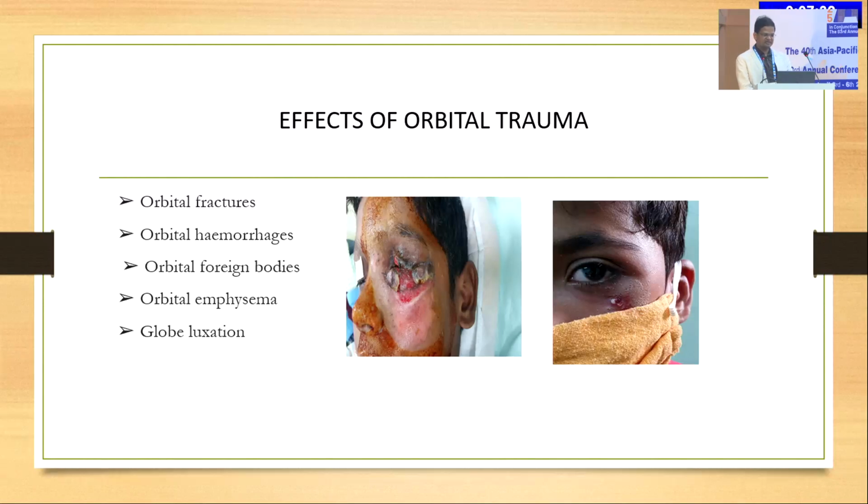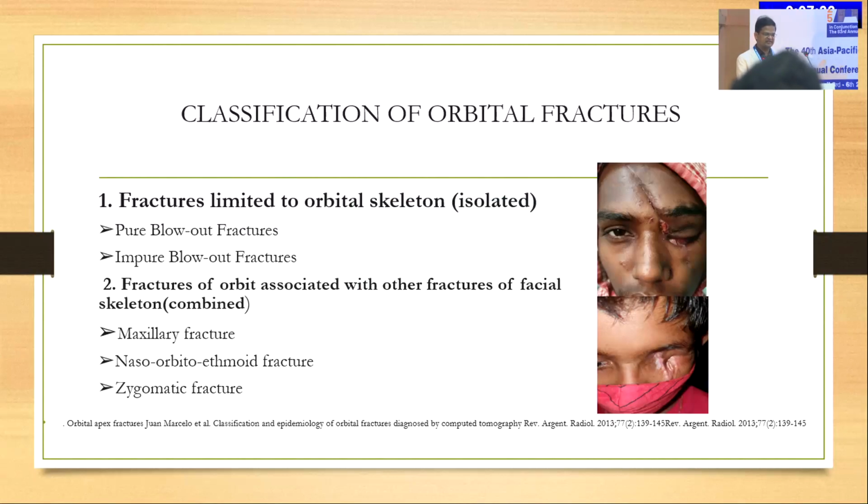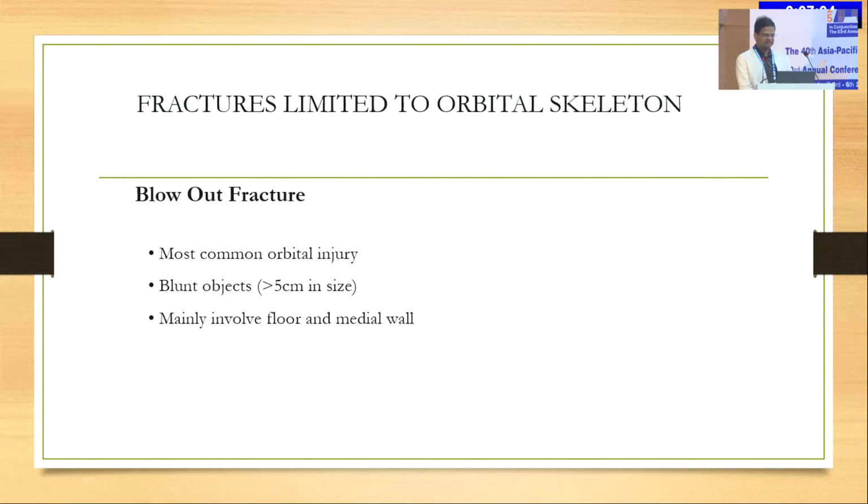So first of all, if any person presents with trauma, we have to divide the injured eye into two parts: whether it is trauma of the lid, intraocular trauma, or extraorbital trauma. Orbital fractures are the most common finding in orbital trauma, where it can be associated with the orbital skeleton only, which can be a pure or impure blowout fracture. Whereas sometimes the severity of injury is so high that the fracture of the orbit is associated with maxillary fractures, NOE fractures or zygomatic fractures. So we have to initially evaluate all these things in cases of orbital fractures.